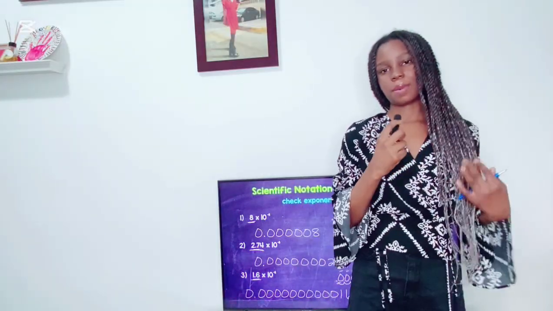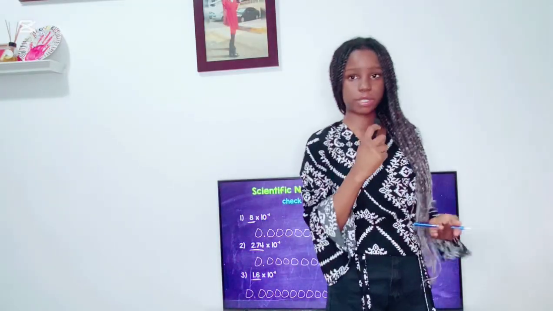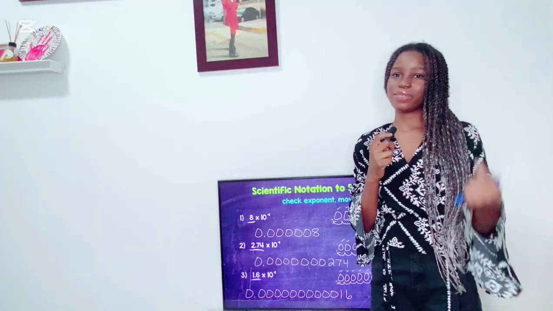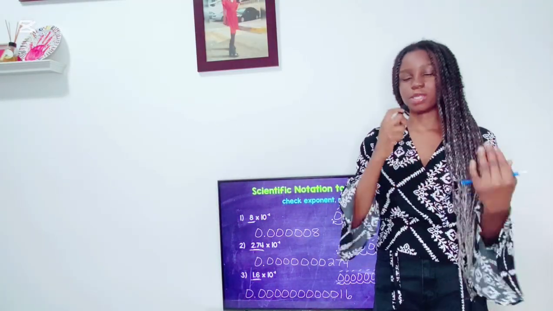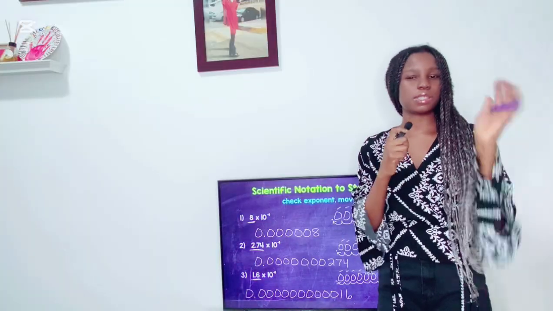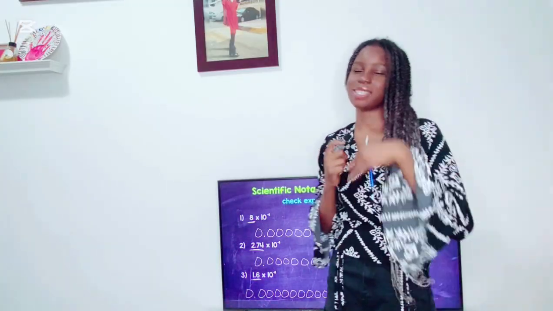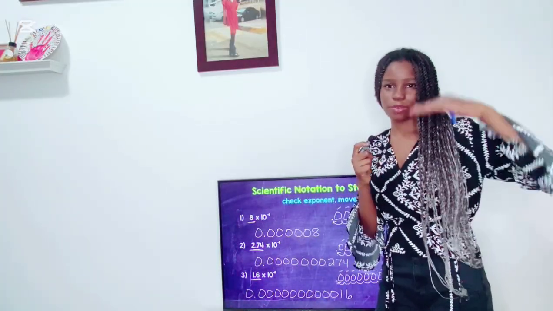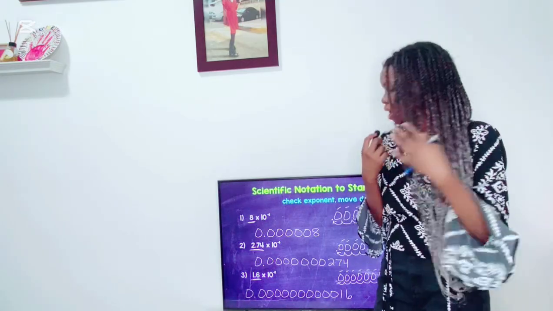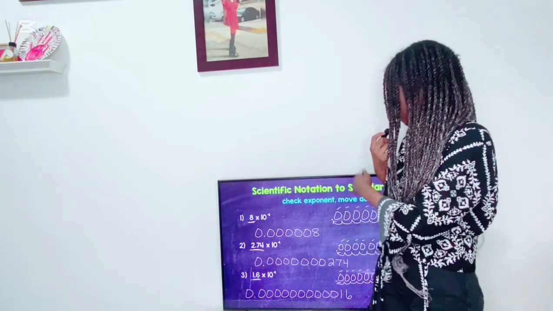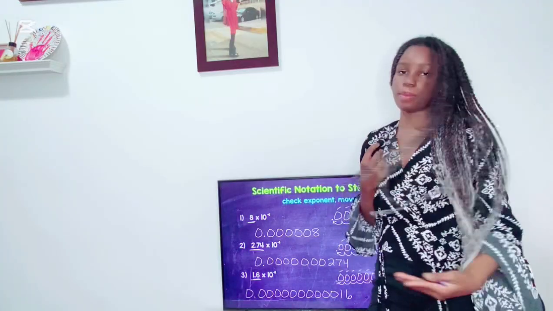Today we're going to be talking about scientific notations. Specifically smaller numbers, because we have the one for larger numbers. We're just going to do the small numbers for now because that's easier. We're going to go from easy to difficult. We're going to be talking about scientific notation to standard form.